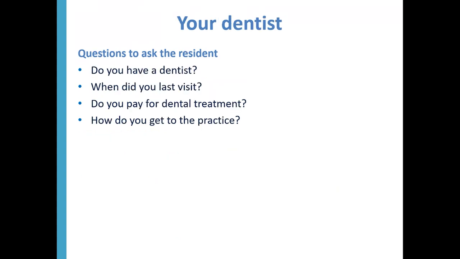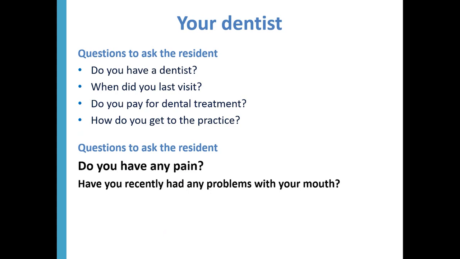If possible, the resident should continue to see the dentist they saw prior to becoming a resident. The care home may ask if family or friends may be able to help to organise their visits. So ask the resident, do you have a dentist? When did you last visit? Do you pay for dental treatment? And how do you usually get to the dental practice? How to find a dentist will be covered in section 6.